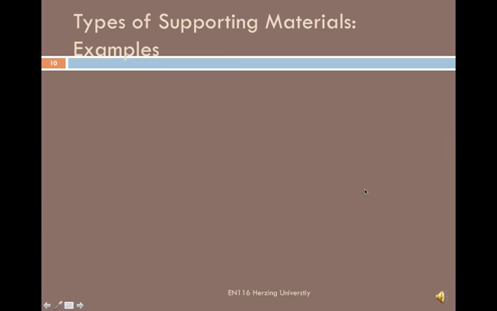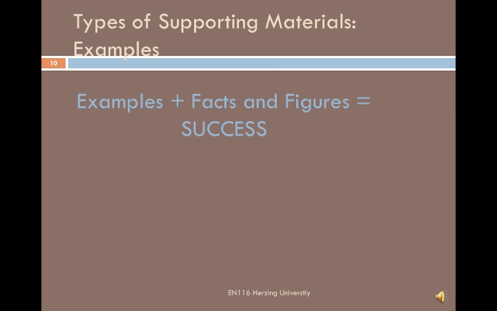The next type of supporting material you can use in your speech is an example. Examples help bring your speech to life. It's a great idea to try to pair examples with facts and figures. That way, you can tell a story and then support that story with statistics so that your audience knows it is representative.